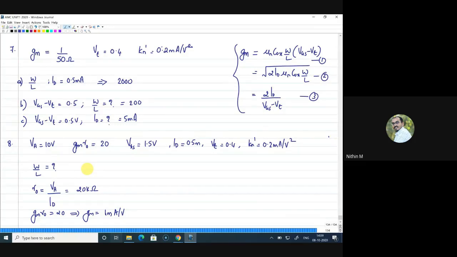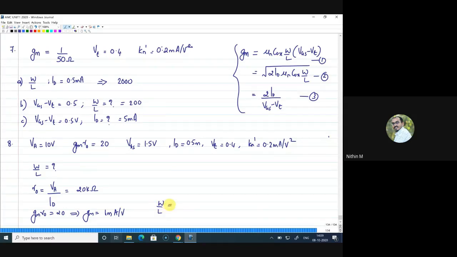The intrinsic gain is given as 20, right? So we are always looking for the magnitude of intrinsic gain. Even though we write it as minus gm r0, it is the magnitude. For gm there is no negative sign. gm is the transconductance parameter. The gm is 1 milliamp per volt. Now we can substitute in the gm equation itself and find W by L.